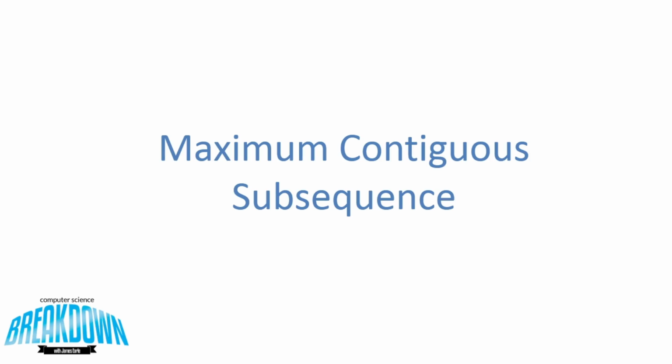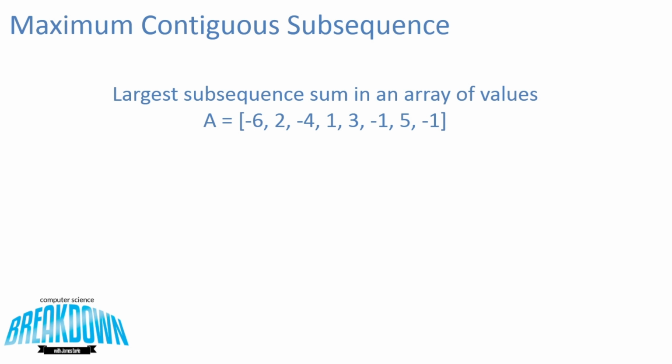When we're considering the maximum contiguous subsequence problem, we're trying to find the largest sequence of numbers in this array that will give the highest sum. Of course, your intuition is going to tell you that you would just take all of the positive values, but that's actually not always true, and we're going to see why. But first, we're going to consider the boundary conditions.